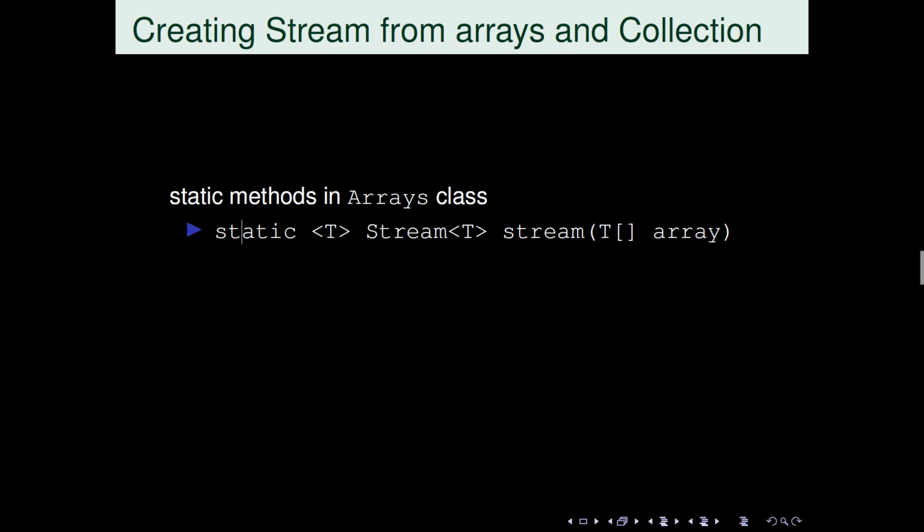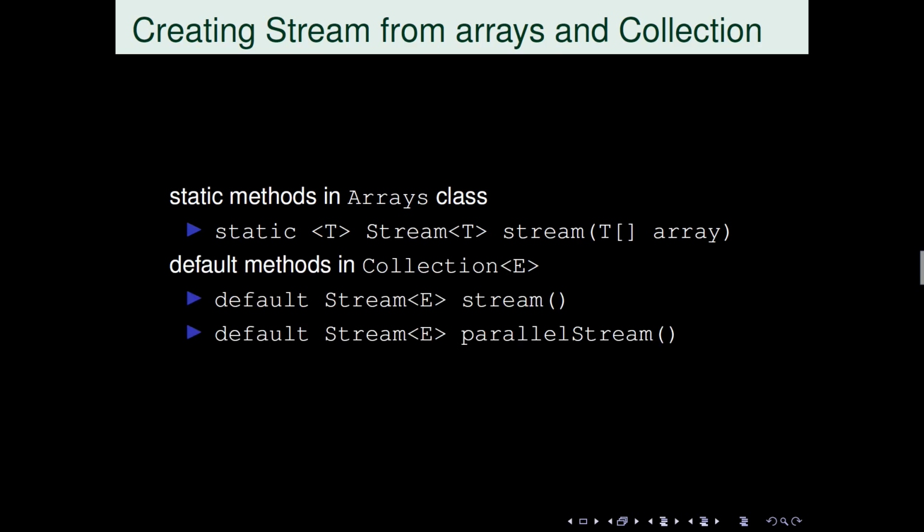Static methods in the Arrays class. Arrays has this, I was talking about the stream method in the array. This is that stream method. Okay, default method in the collection. So in Collection, we have studied collection earlier, right? We didn't look at the default methods then, but it has these two default methods. So if there is a collection, I'll convert it into a stream for you. Fine. So we have a stream method, or you have a parallelStream method.